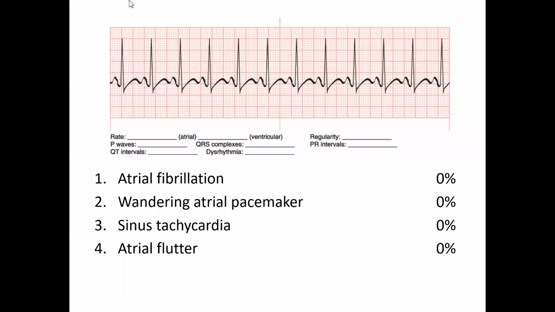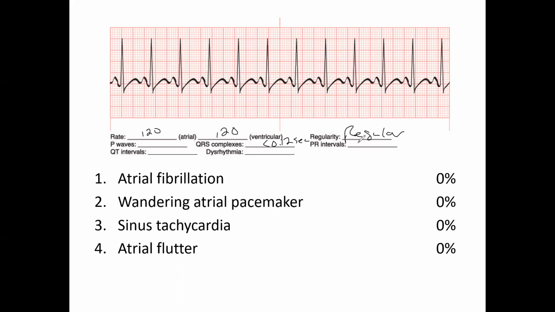Now, again, let's go through this one. Look at the overall atrial rate: 1, 2, 3, 4, 5, 6, 7, 8, 9, 10, 11, 12. So it's 120. There are 12 R waves as well, so 120. Regularity: it is regular. P waves are normal in shape and size. Your QRS duration is appropriate. It's less than 0.12 seconds.